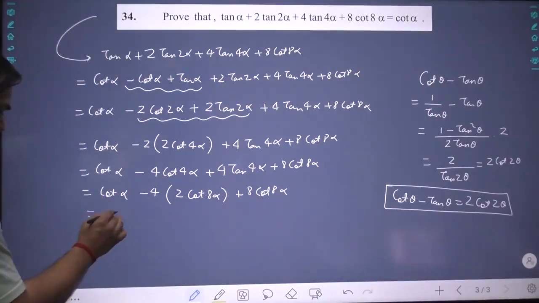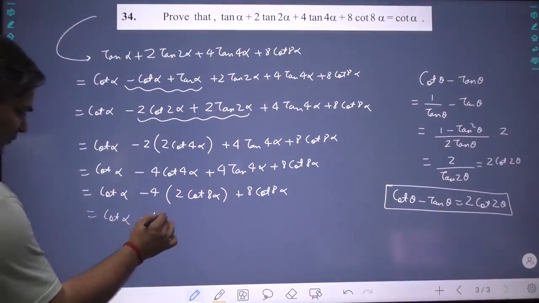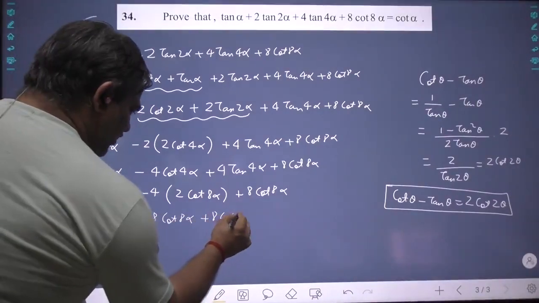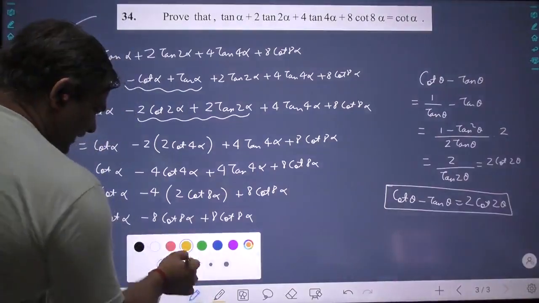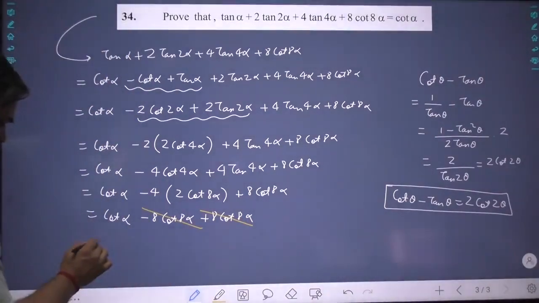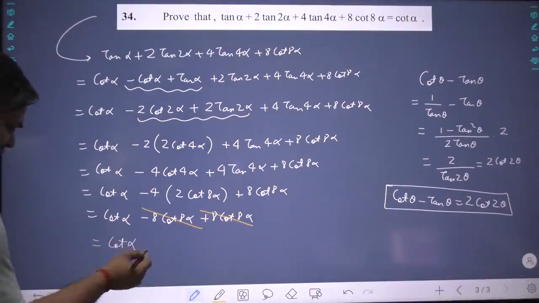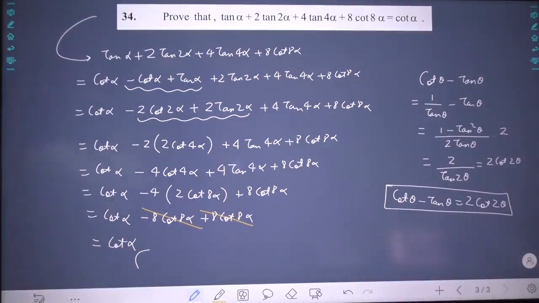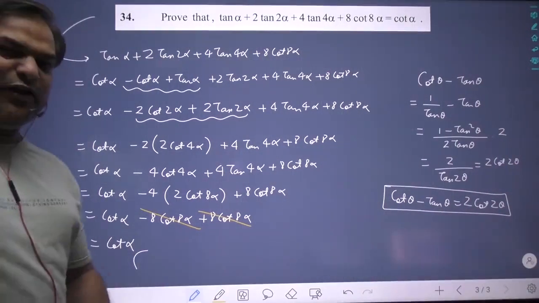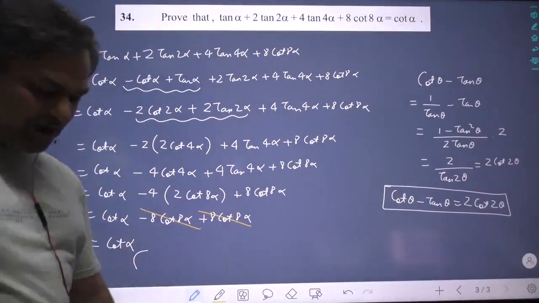So this is minus 8 cot 8 alpha plus 8 cot 8 alpha. Let's cancel them and we have the beautiful answer cot alpha. It's a huge and good manipulative problem. Manipulation is an art. Please copy down first.